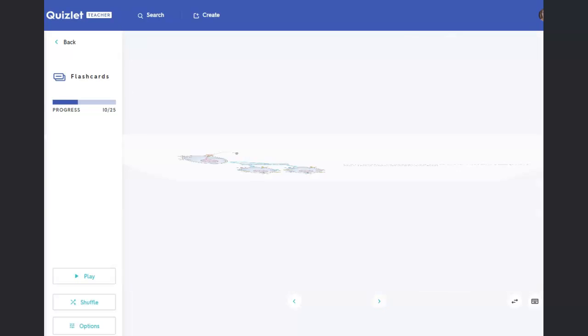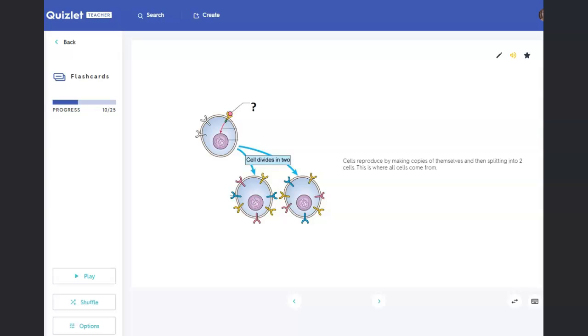Pre-existing cells. Cells reproduce by making copies of themselves and then splitting into two cells. This is where all cells come from.